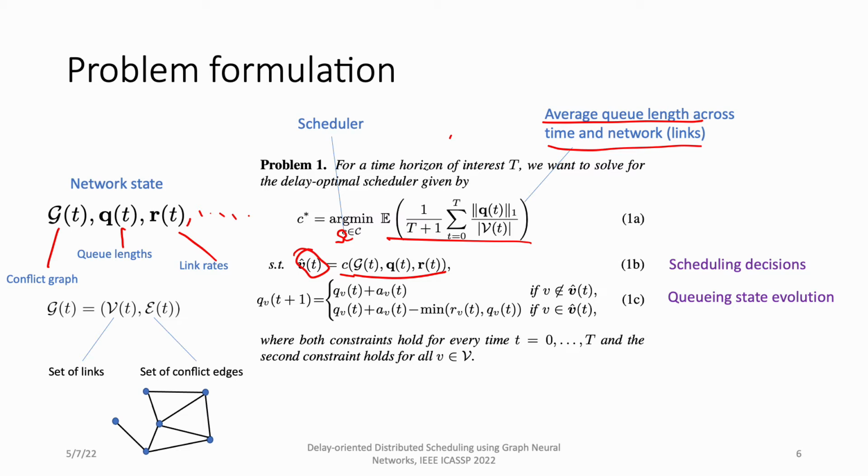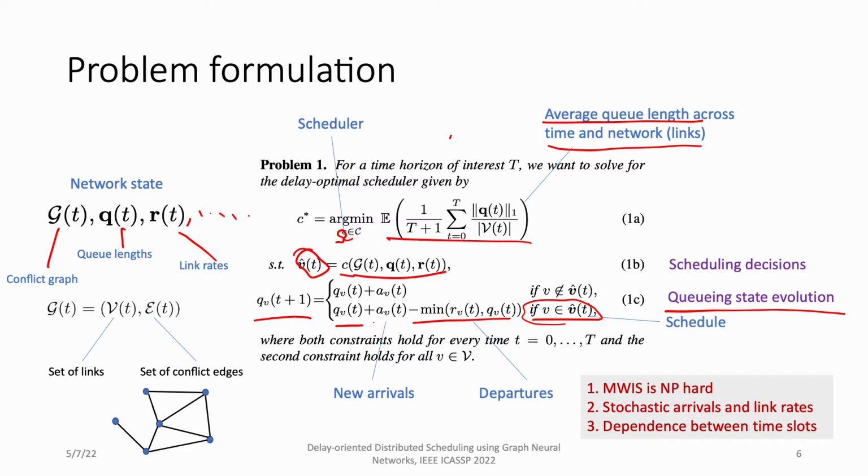The second constraint is the queuing state evolution. So here, this basically says that the queue length of the next time slot equals the queue length of the current time slot plus the new arrivals minus the departures if this link is being scheduled. So this formulation is very difficult to solve because of three challenges. First, the C involves solving an NP-hard problem. And secondly, both the arrivals and the departures, here the link rates, are stochastic. And third is that we need to address the dependency between time slots.